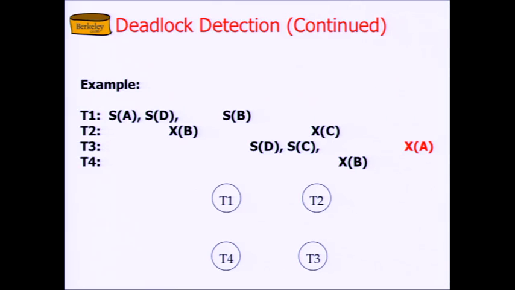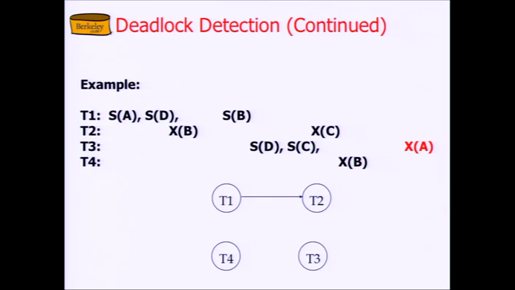So T1 is waiting for T2. This is not a conflict graph. This is a waits-for graph, although they're pretty similar. These are lock requests, not reads and writes. Just to be clear, this is a different graph than the one we did for conflict serializability. This is a waits-for graph.